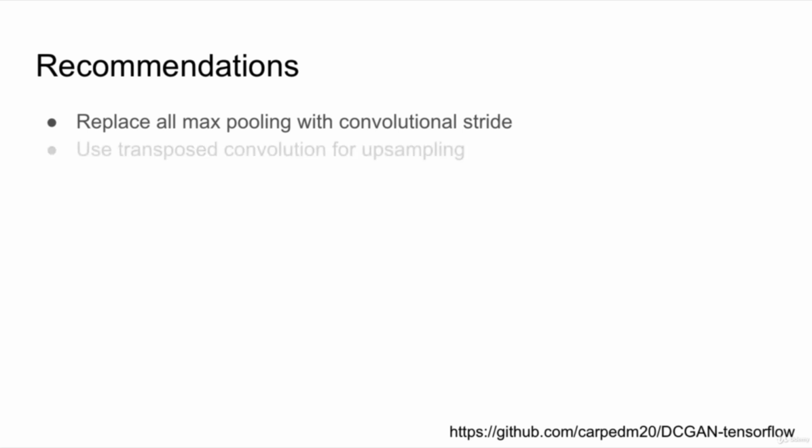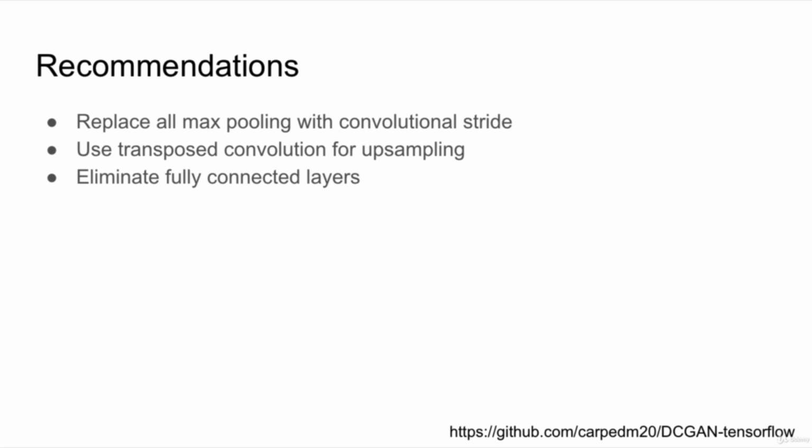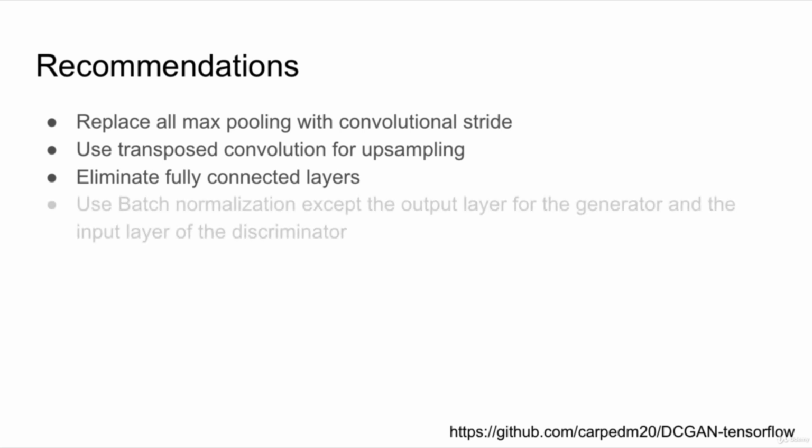The value of the DCGANs paper is in the set of recommendations for training. These recommendations are: you shouldn't use max pooling, increase the stride of the convolution instead. Transposed convolutions are good for upsampling in the generator. It is better to avoid fully connected layers. Batch normalization helps a lot.